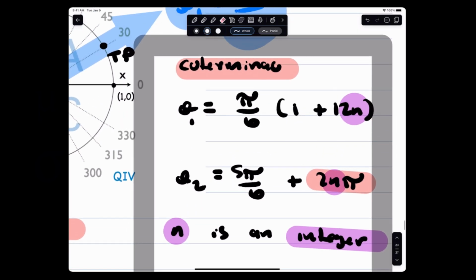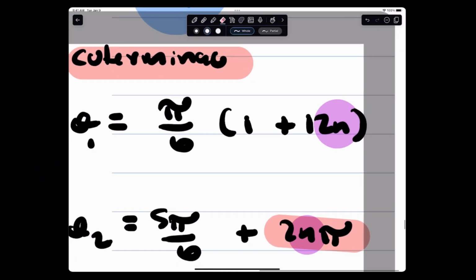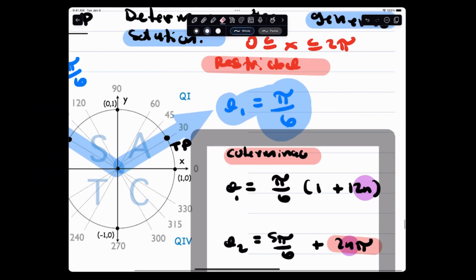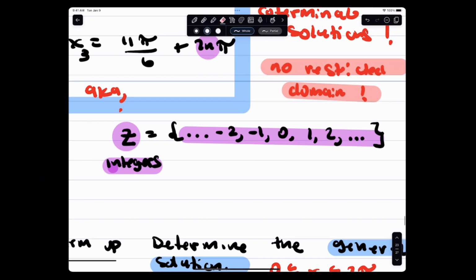Okay, this is the sequential form now, not the general solution. It's kind of a form of the general solution. You might say, why do they call it a sequence? Well, what does n have to be? N is an integer value. N is one of these numbers here.